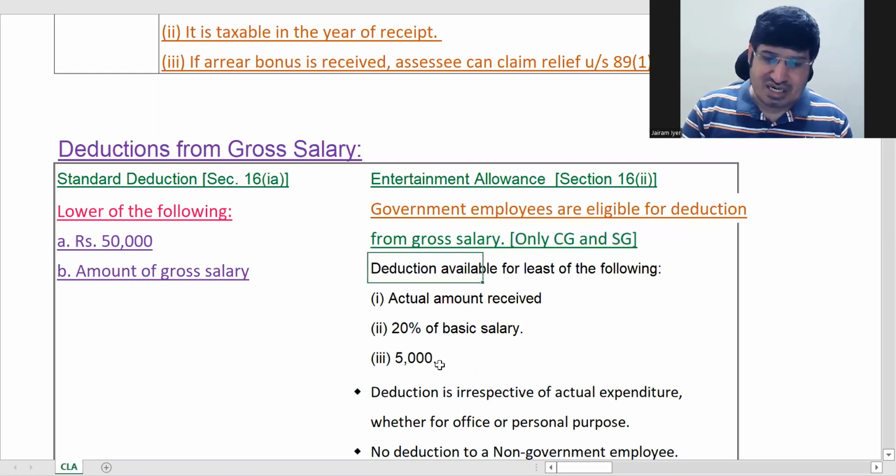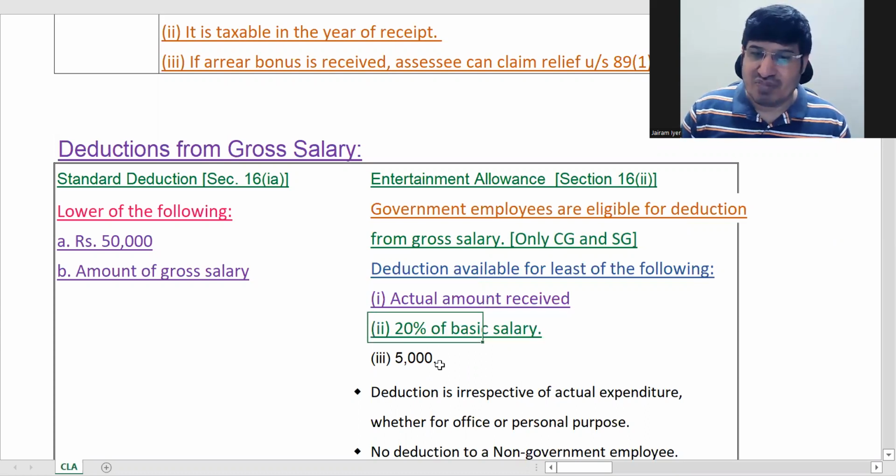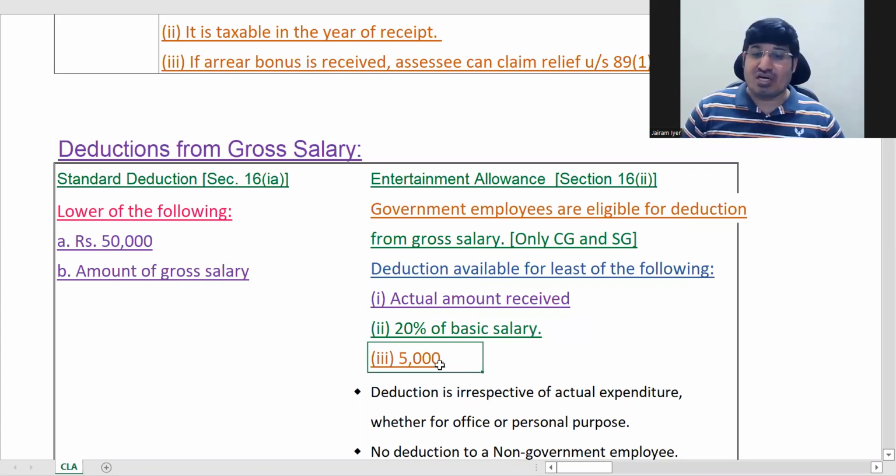Now deduction, let us see. Least of the following. How you will compute deduction is actual amount received, 20% of basic salary, okay, and 5,000. So this 5,000 is not your monthly amount, okay? It is an annual amount. In taxation, always be careful. Don't go with the magnitude of the amount.